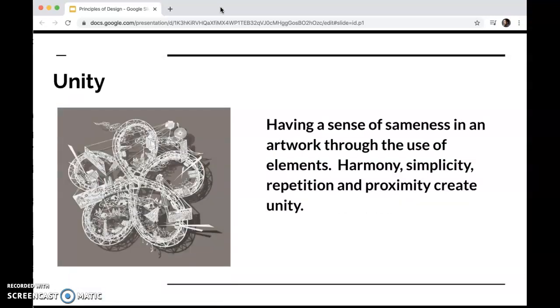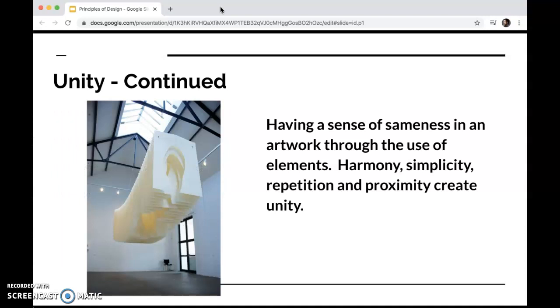The next one we're going to talk about is something called unity. Unity is how much you can have in an artwork that's the same. So the more that you have that's the same, the more you're showing unity. It gives us this feeling of harmony and simplicity, where we're repeating that same thing over and over again. But you also can have unity by having something really close together. So the proximity, which is how close something is, can create unity as well.